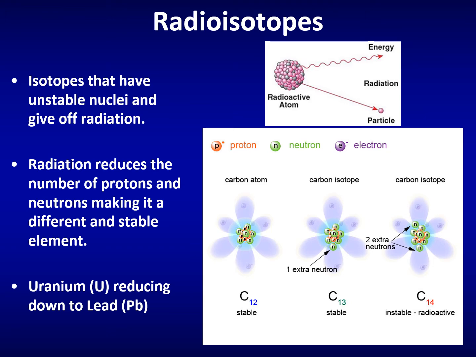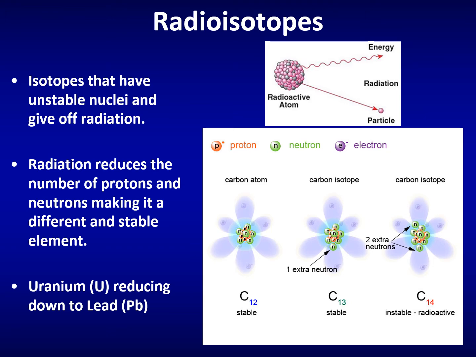Radiation reduces the number of protons and neutrons, making a different and stable element. An example would be uranium reducing down to lead. Uranium has an unstable nucleus in nature, and so nature says, uranium, you've got to get some stuff out of there to make yourself more stable, and so it kicks a bunch of different things out. It'll kick out protons and neutrons, and it'll kick out energy forms in order to get itself to a more stable form, and its resulting stable form is lead.